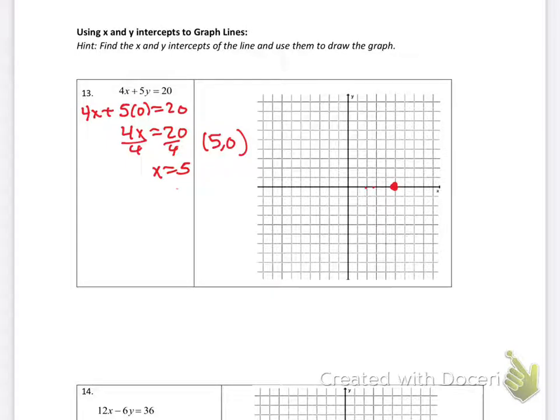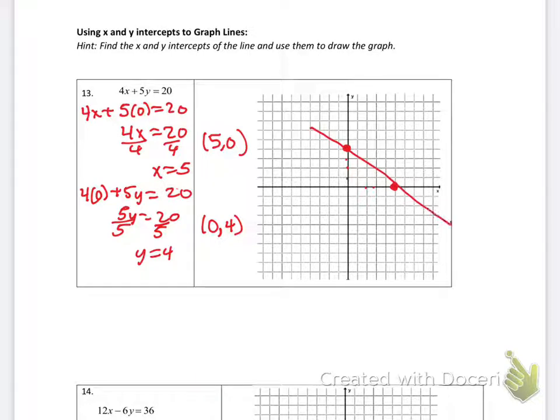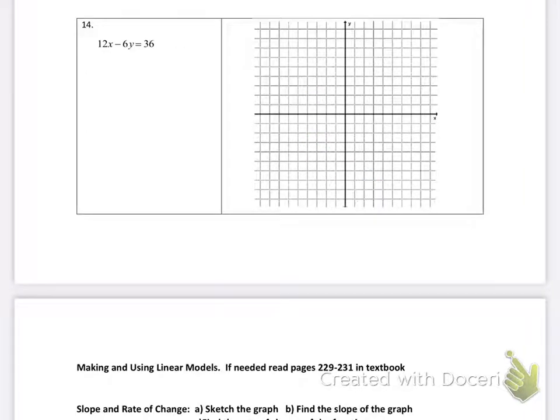Okay, let's do the same thing, but put in a 0 for x this time and see what we get for y. So 5y equals 20, divide by 5, y equals 4. So when I put 0 in for x, I got the point 0, 4. And draw a line connecting those two dots, and you're done. You can always check by putting it in slope-intercept form if you want.